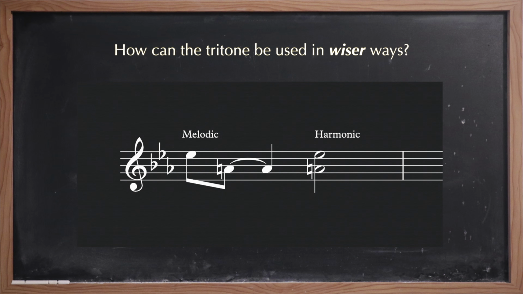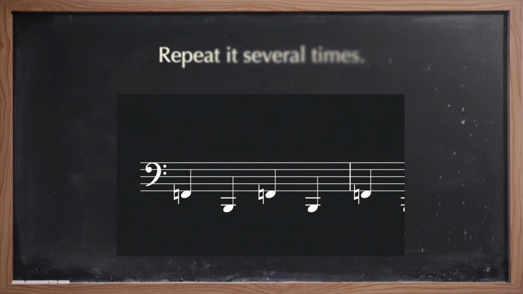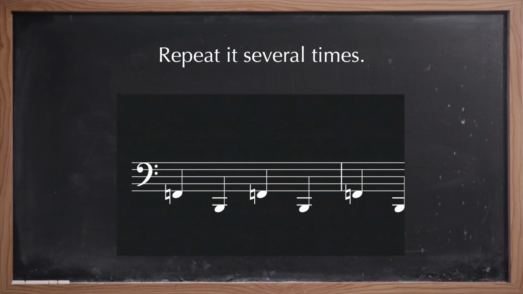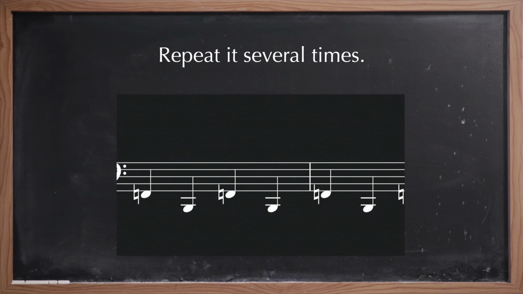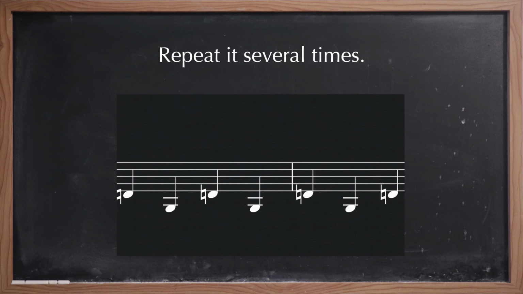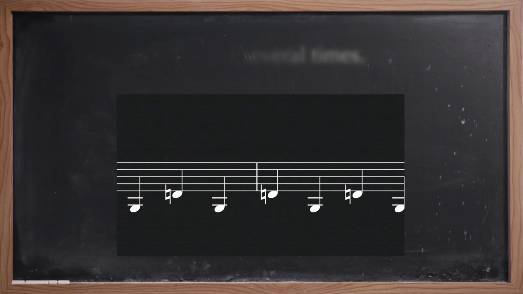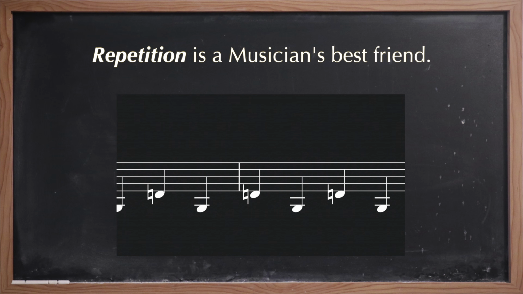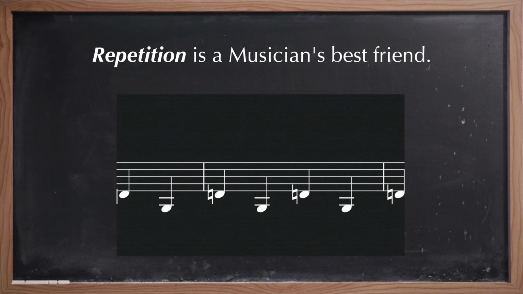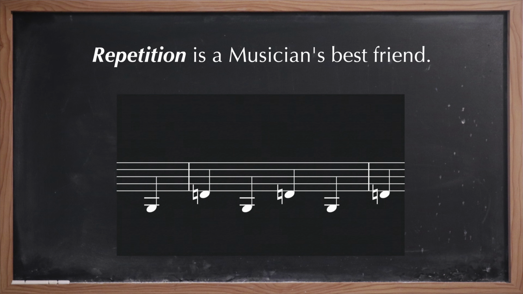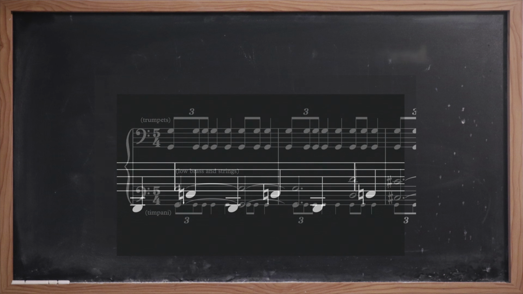How can a composer use the tritone in wiser ways? Well, first of all, if you're going to use a tritone, it's best to have it repeat several times so that the musicians know that's what you intended. And this also makes it easier for the musicians because they get used to playing it. It gets in their ear. Repetition is musicians' best friend for learning new music. So repeating a tritone is going to be a lot easier than just having one random tritone.